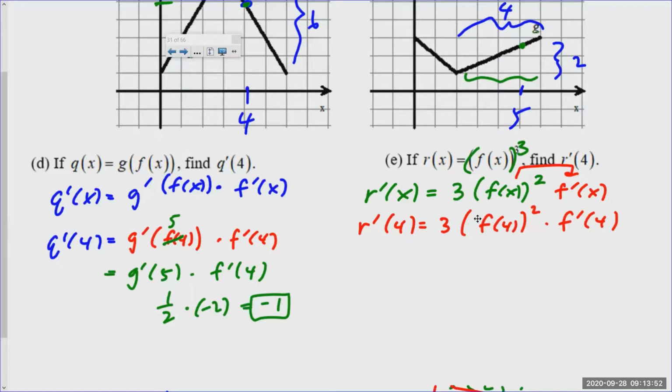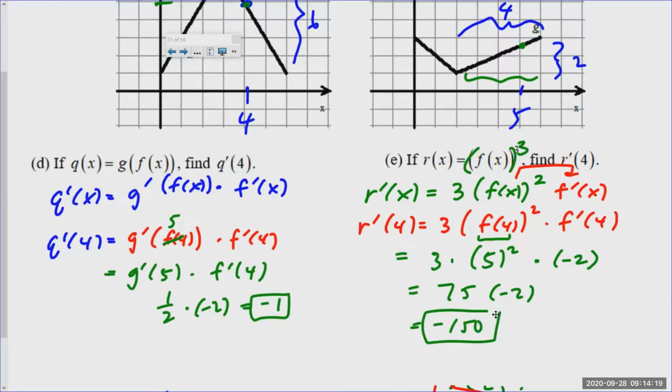Okay, what do we get for F of 4? 5. So this is going to be 5 squared times 3. Remember, square before you multiply by 3. What do we get for the derivative at 4, F prime at 4? Is that negative 2? I'm just remembering. If I have it wrong, let me know. Okay, so that's going to be 3 times 25, which is 75, times negative 2. And can I get a check? I'm getting negative 150. Okay.